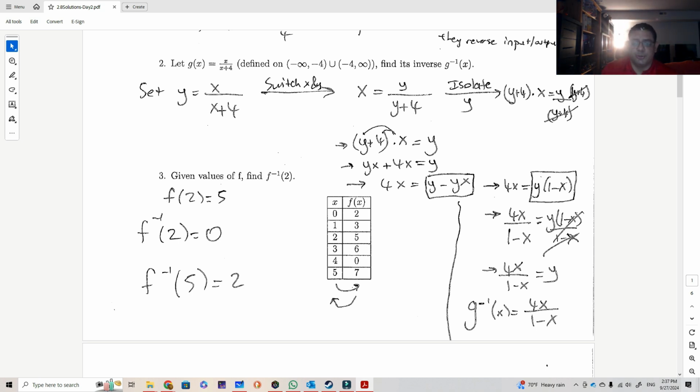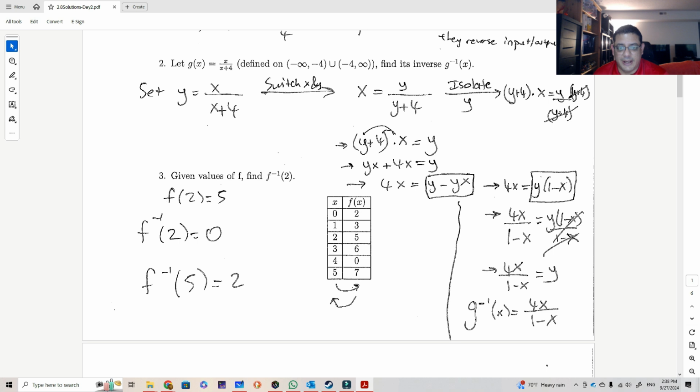Now, question number 3 gives me a table. It gives me values of x and f of x, and then we want to find out f minus 1 of 2. Notice that because we have f minus 1 of 2, what we want to do is we want to go and take values from the output to be able to go back into the input.